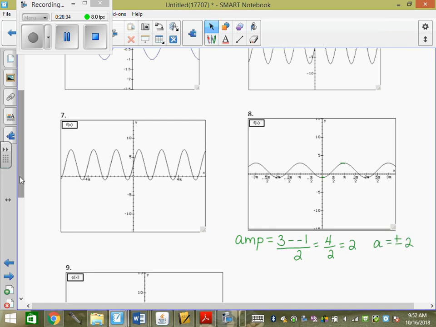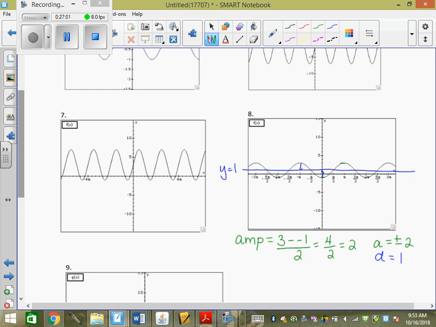The next thing that's really easy to find once you have the amplitude is your D value, your midline. You literally count down your amplitude, count up your amplitude, and where they meet is your midline. So if I count down 2 and I count up 2, where do they meet? Y equals 1. So my D value is equal to 1.